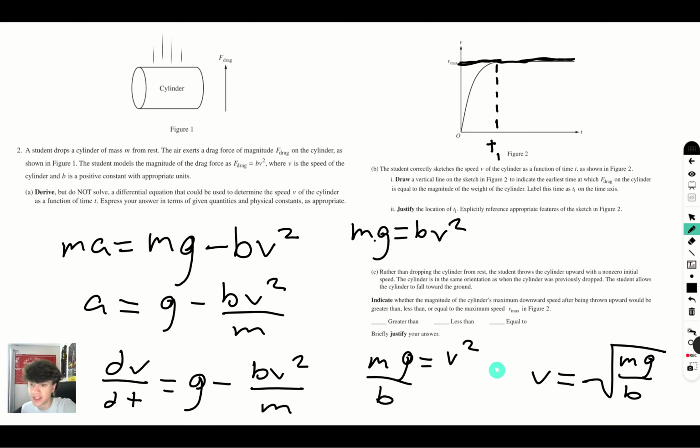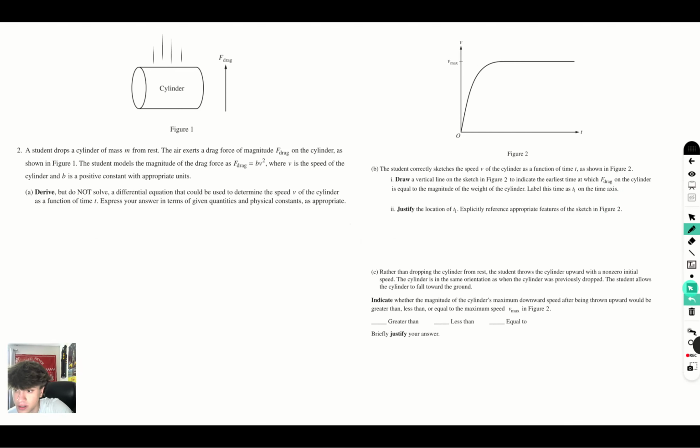As we can see, this has nothing to do with initial velocity, meaning that our initial velocity will not play a role in the terminal velocity. These two are completely separate and they do not have an effect on one another. So let's move on to the next parts.